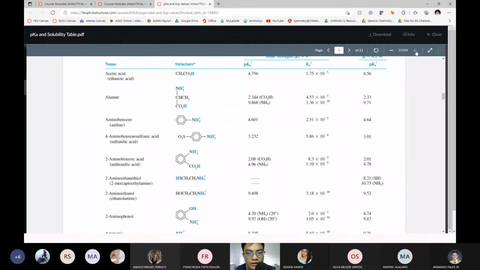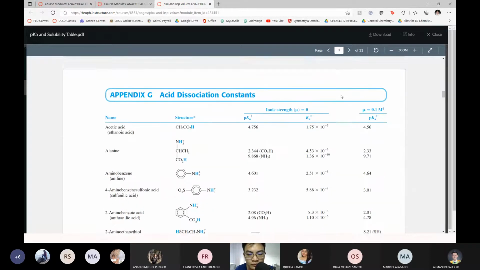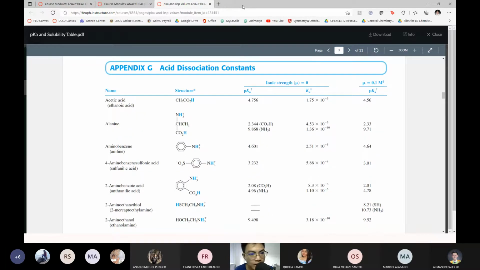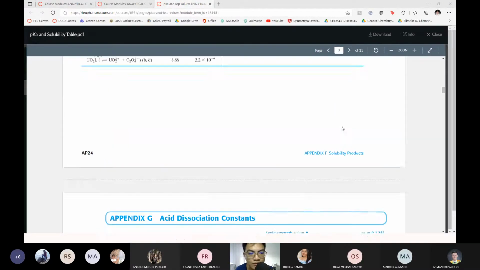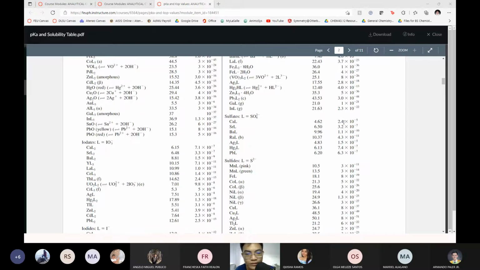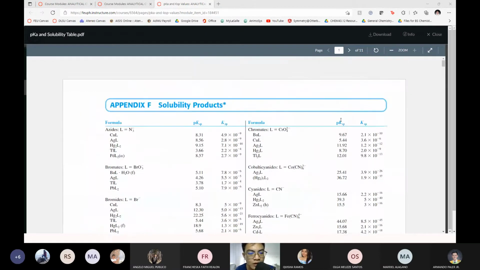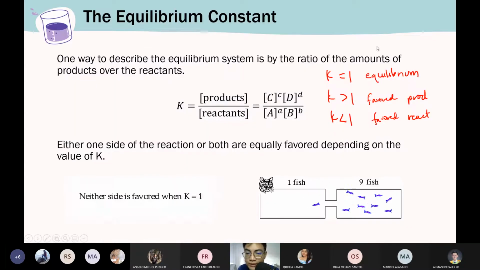And just keep in mind the interpretation of the K value. If it is less than 1, that means the reactant side is favored. And if it is greater than 1, the product side is more favored. You don't memorize these because this is a table in which we just check the value. And as you can see, most of the compounds in this table have values less than 1. So most of them are really less than 1.